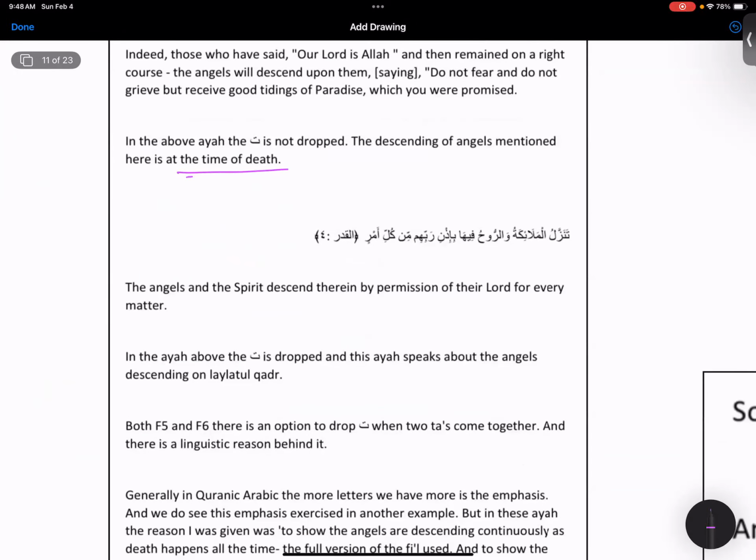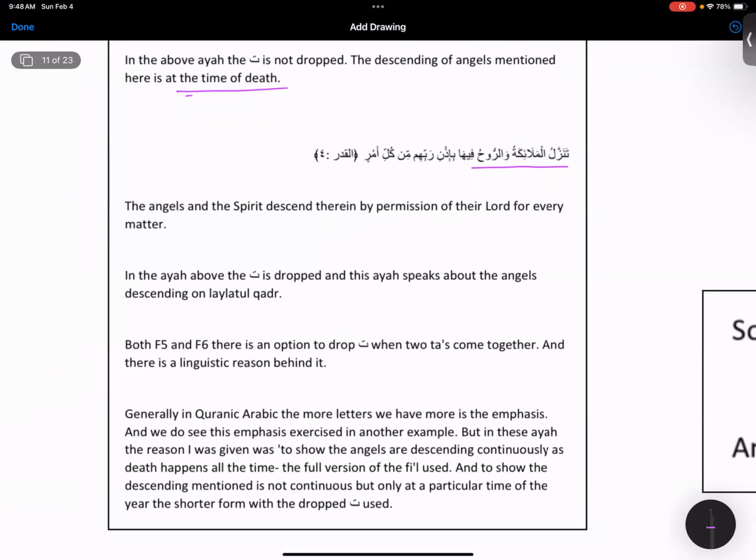Over here, tanazzalul malaikatu warruhu fiha bi-idhni rabbihim min kulli amr. So the angel and Hazrat Jibrail alayhi salam, right? This ruh is basically Hazrat Jibrail, descend by the permission of the Lord for every matter, and that is Surat Qadr, right? So on the Laylatul Qadr they descend.